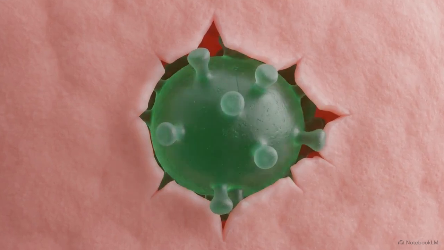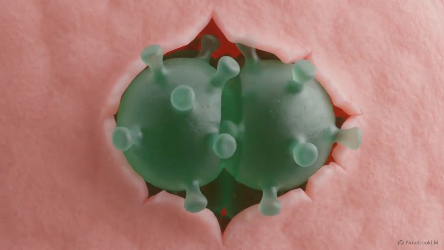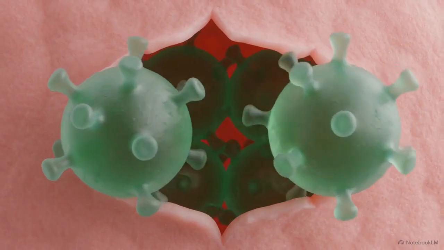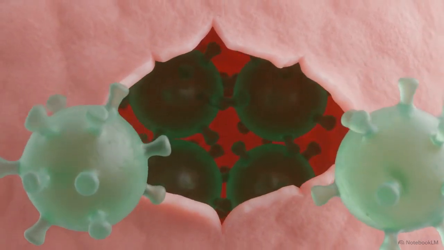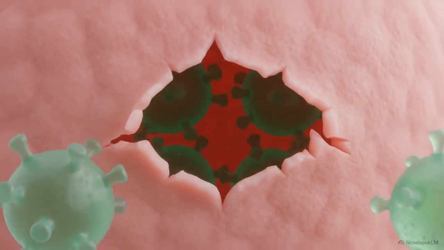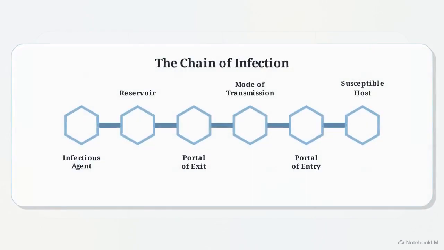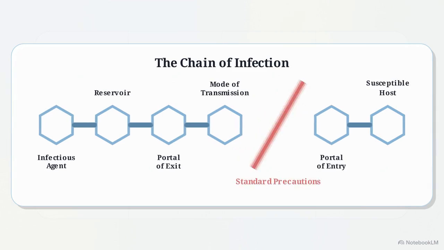To succeed in advanced clinical practice and prepare for the DPE examination, you must master the mechanics of infection prevention and control. Every clinical intervention disrupts the chain of infection. It has 6 links: infectious agent, reservoir, portal of exit, mode of transmission, portal of entry, and susceptible host.